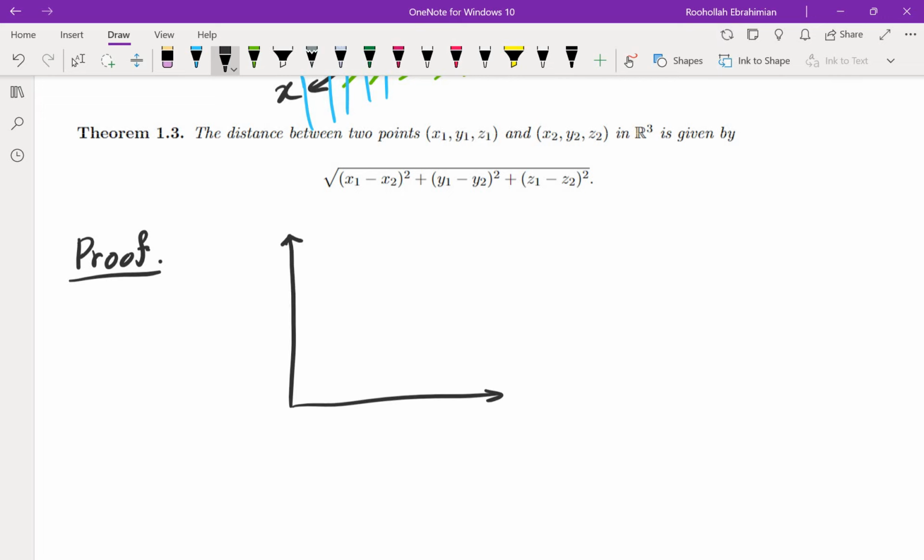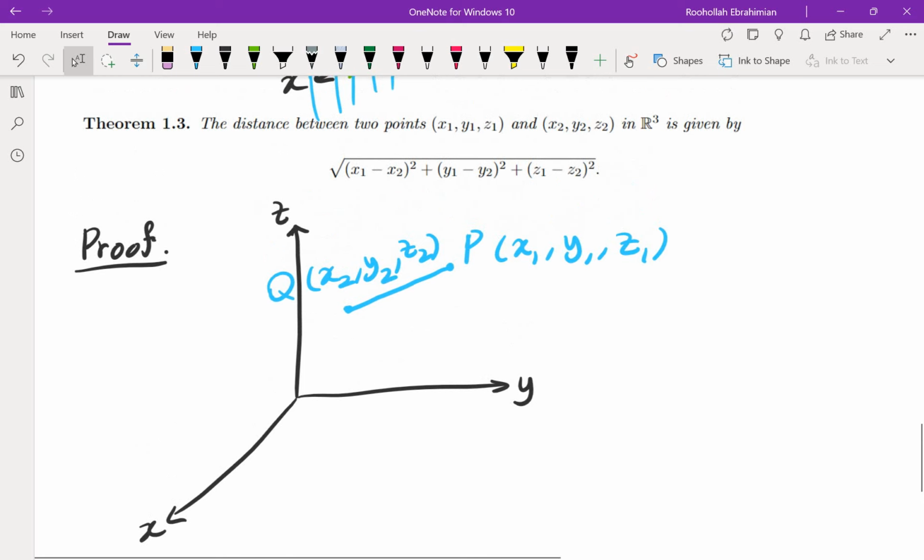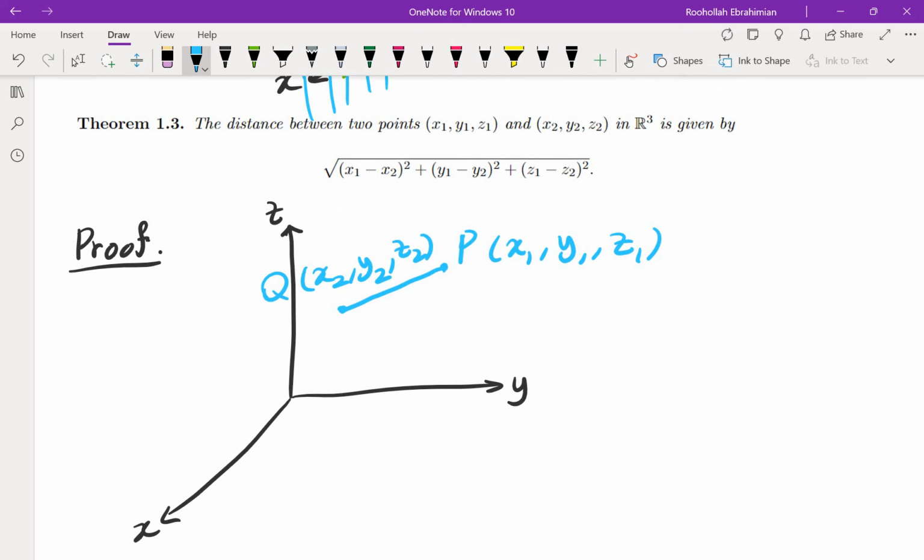So let's take 2 points. We're going to take a point P, which is (x1, y1, z1), and a point Q, which is (x2, y2, z2). And I want to find the distance between these 2 points. So what I'm going to do is create a right triangle. I'm going to take P and drop a perpendicular from P to the xy plane, and call that P prime. And I'm going to take this point Q and drop a perpendicular again and get a point Q prime.